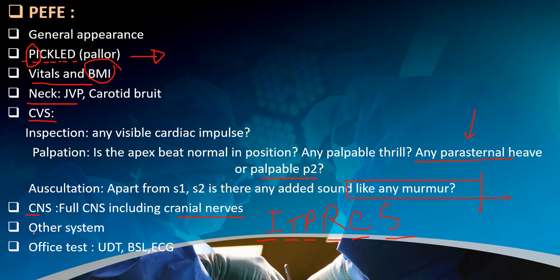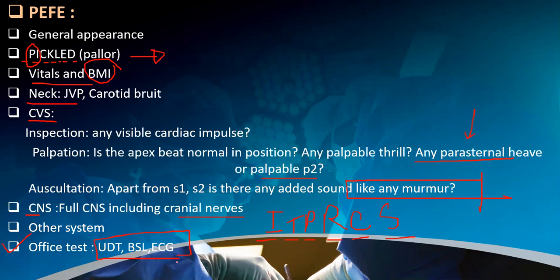And then you can say, doctor, I would also like to do other systemic examination like respiratory system and abdominal system. Normally, the examiner will say skip or they will say it's normal. You don't need to go in detail. Is there any office test available like urine dipstick, blood sugar, and ECG? Now, obviously, office test is a must to ask after finishing your PEFE. PEFE means physical examination from examiner. So for PEFE, office test is a must.